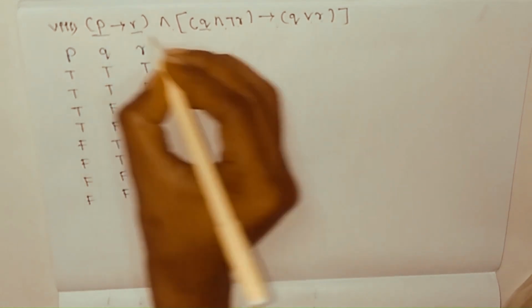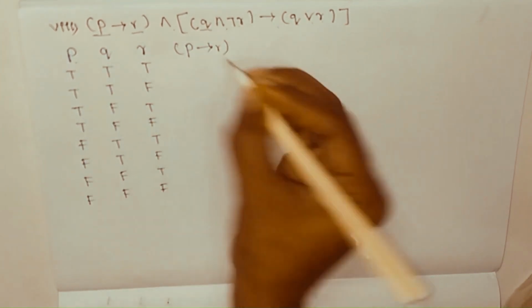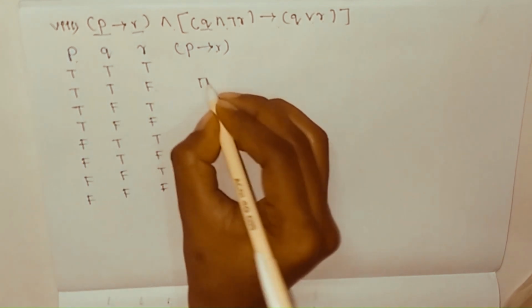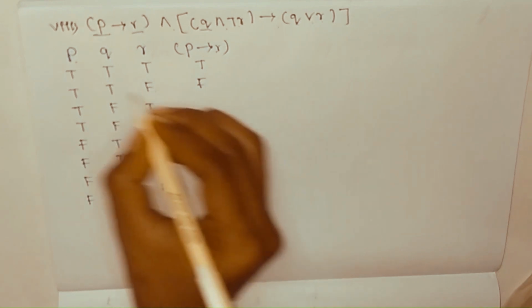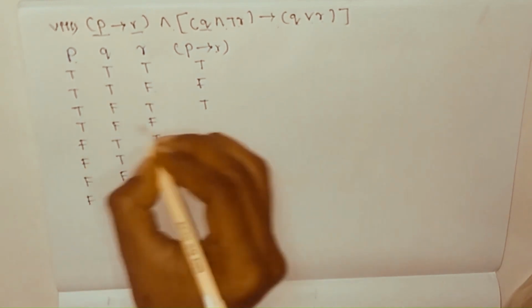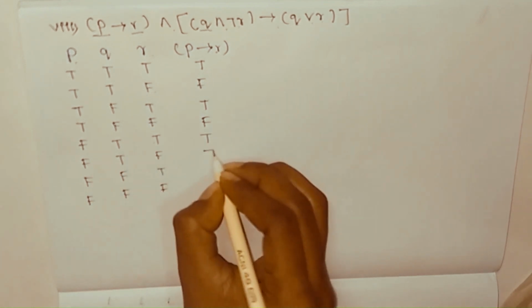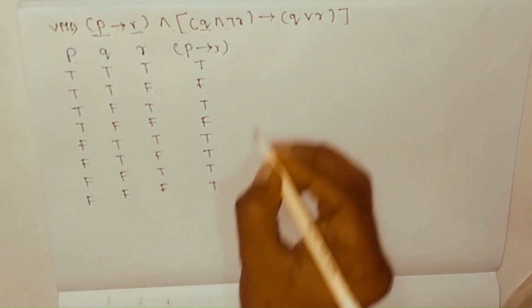Here we are applying implies to P implies R. Implies means if true false is there, then only it returns false. It returns true for all others. True, true, true. True, false, false. False, true, true. False, false, true. False, true, true. False, false, true.